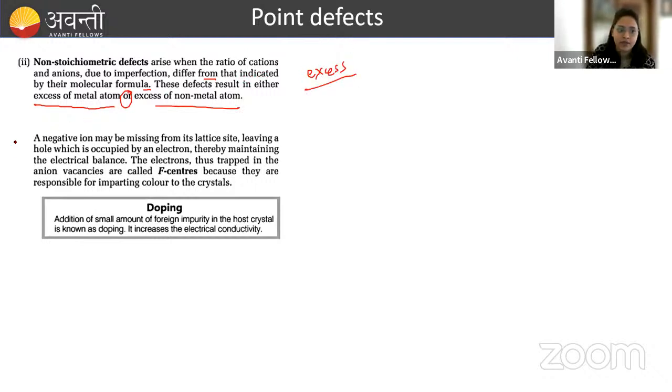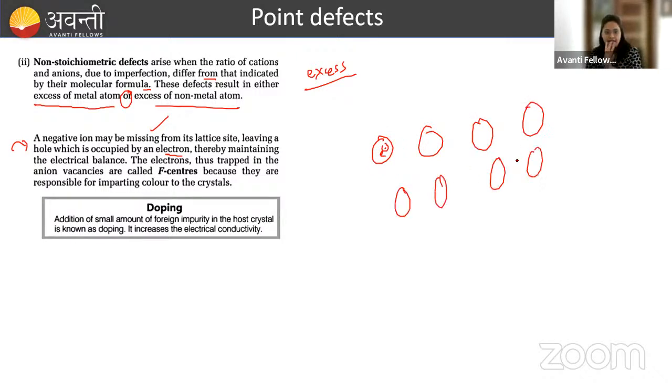So here see, suppose a negative ion may be missing from its lattice site, leaving a hole which is occupied by an electron. Suppose there is a unit lattice in which the negative ion is missing, and that site has been occupied by an electron. Okay, this is our crystal lattice system. So here the negative charge was there, it went away, and an electron has come in its place, so the negative charge is being balanced. That's why the electrical balance is maintained by the electron.